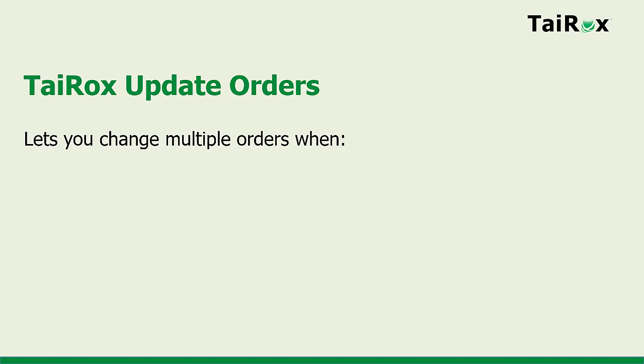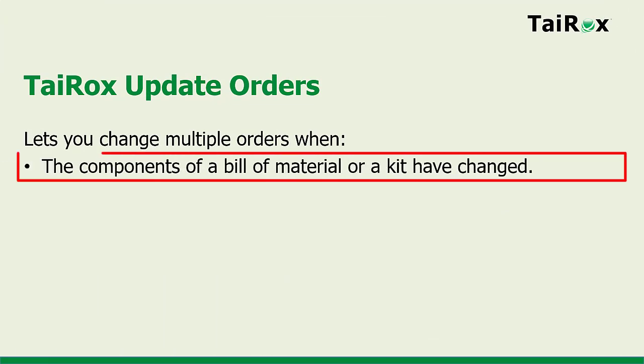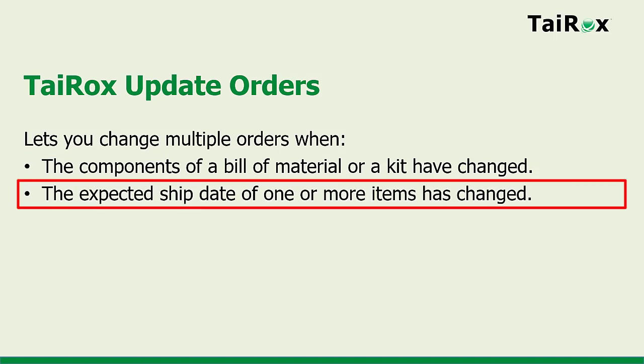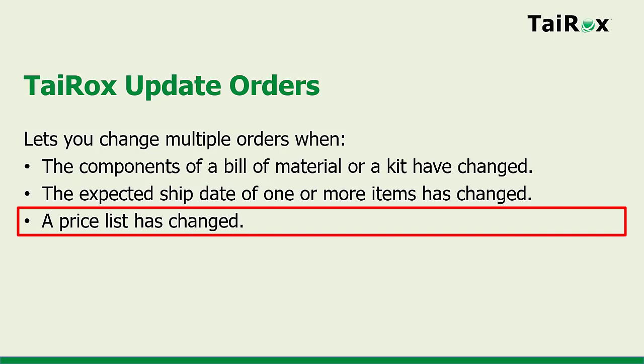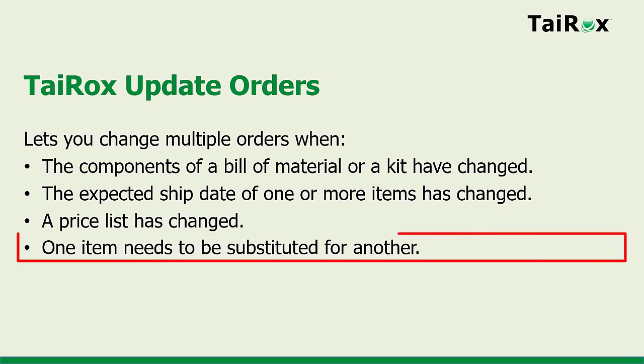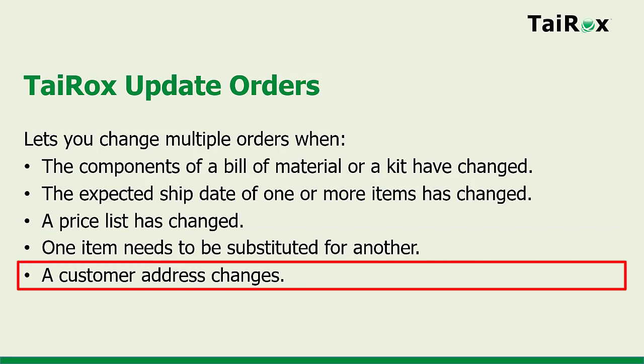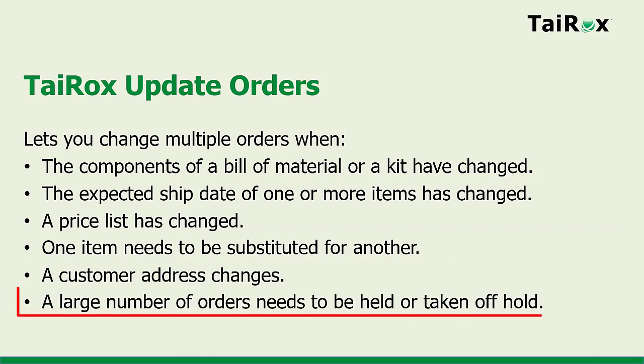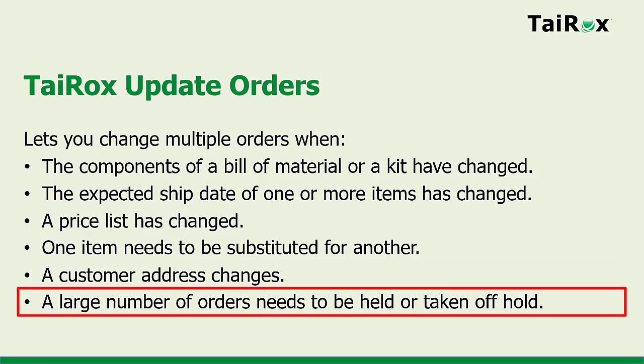It lets you change multiple orders when the components of a bill of material or a kit have changed, the expected ship date of one or more items has changed, a price list has changed, one item needs to be substituted for another, a customer address changes affecting active or standing orders, or a large number of orders needs to be held or taken off hold.